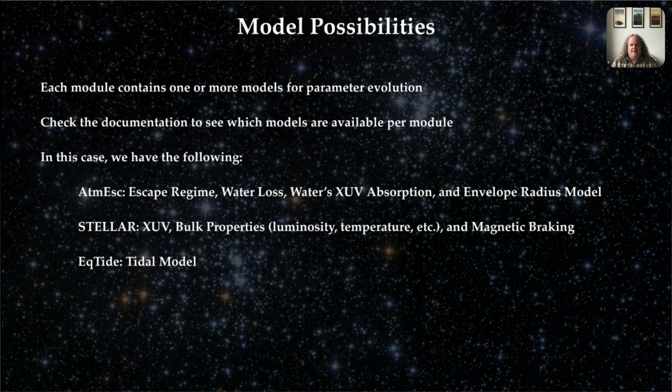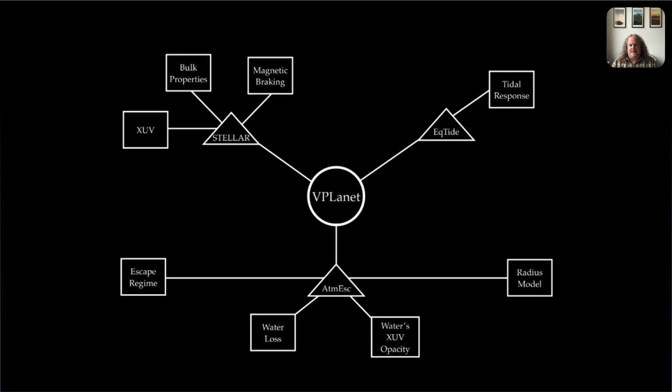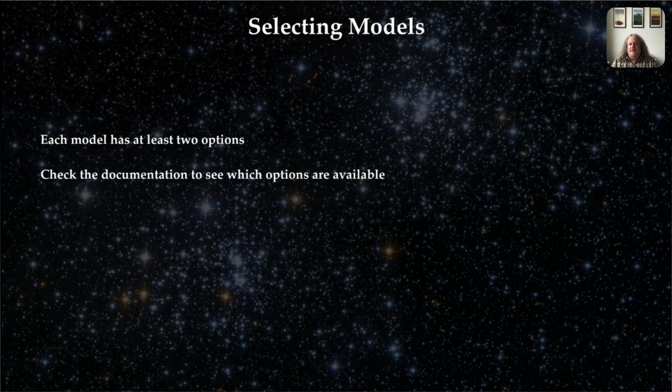So if we expand our schematic to include the models, it would look something like this, where you can now see how each of these modules has additional ways to break down the physics that will be simulated. This diagram is exactly the same information as in the previous slide, it's now just in graphical form. The final step, therefore, is to select the specific models we want to incorporate into our simulation.